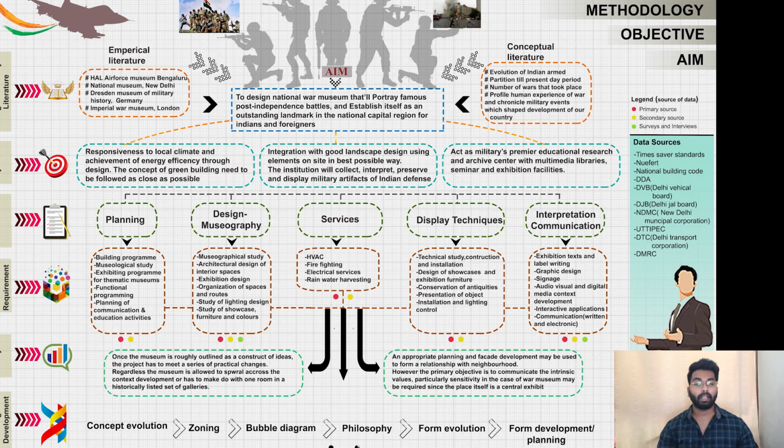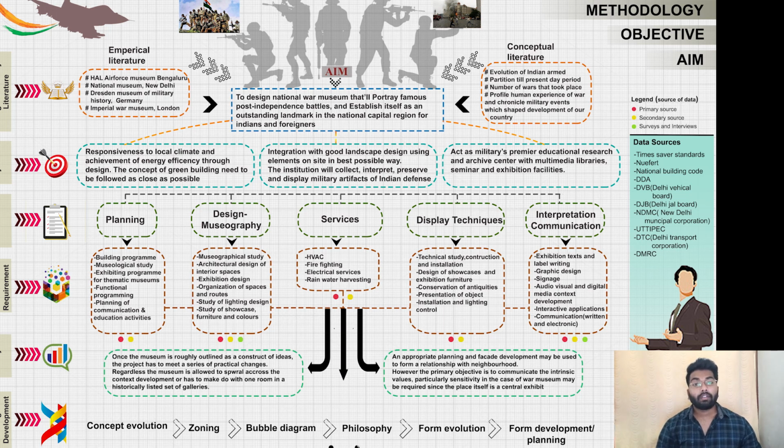I have got some analysis through all these objectives and parameters. The analysis is: once the museum is roughly outlined as a construct of ideas, the project has to meet a series of practical challenges, regardless of whether the museum is allowed to sprawl across the context of development or has to make do with one room in a historically listed set of galleries. The second analysis is: appropriate planning of a facade development may be used to form a relationship with the neighborhood. However, the primary objective is to communicate the intrinsic values; particular sensitivity in the case of a war museum may be required, since the place itself is a central exhibit.